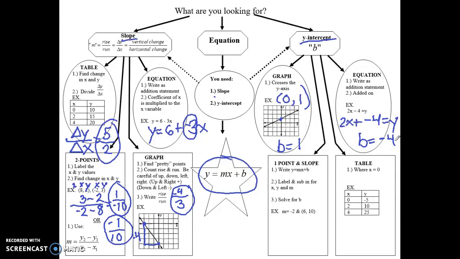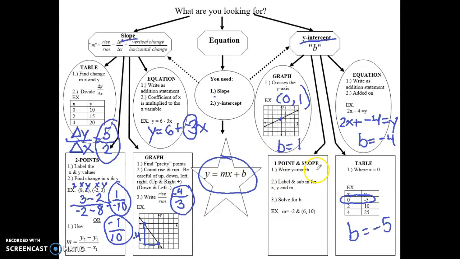When given a table, we'll look at where x is 0, and sometimes this is found and other times we need to calculate it. But in this case, I can see that right here, my b value is -5. If I needed to find where x was 0, I can use different techniques, but I would also need to know the slope so I could count backwards or forwards depending on what my table is.